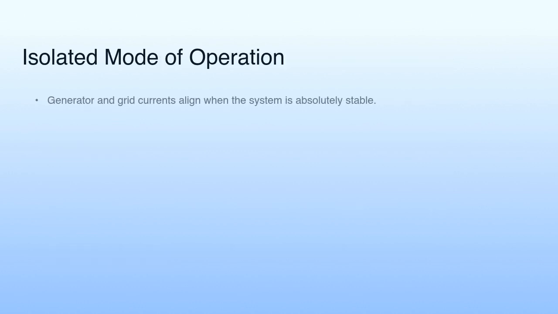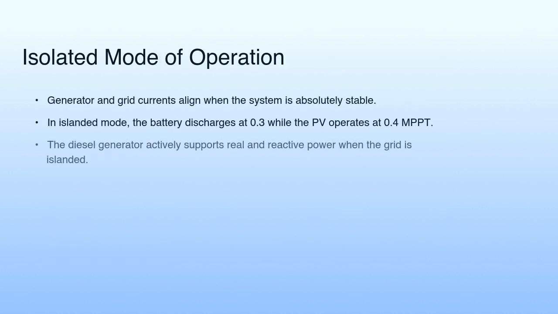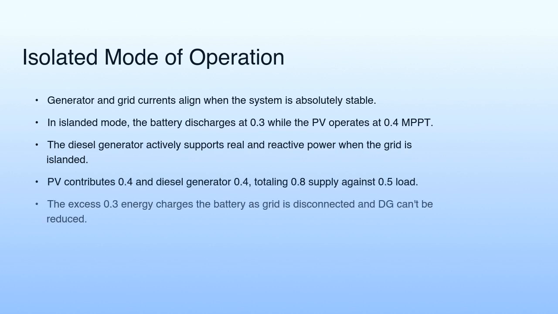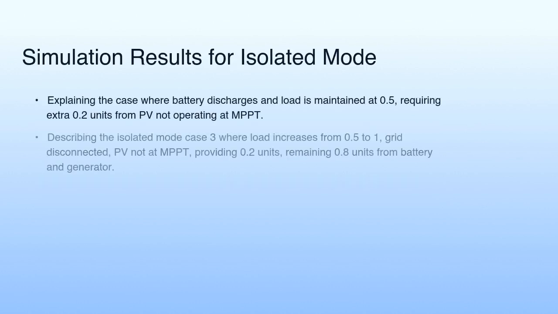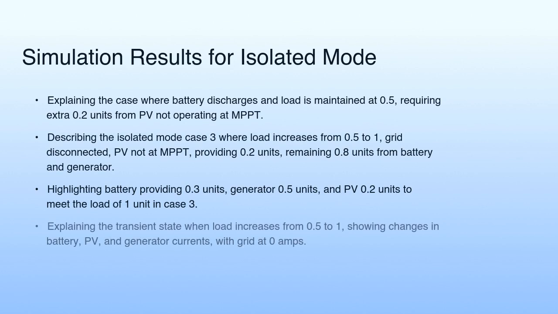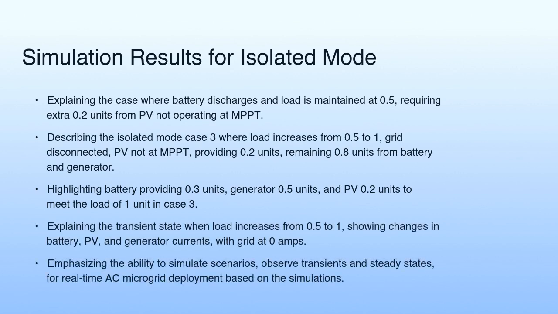Moving to isolated mode, we observe the alignment of generator and grid currents when the system is stable. The battery discharges while the PV operates at MPPT, and the diesel generator actively supports real and reactive power. The isolated mode simulations demonstrate scenarios where the battery discharges to maintain the load, the PV operates away from MPPT, and the diesel generator contributes to meeting the demand when the grid is disconnected.